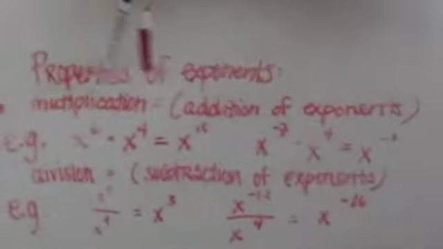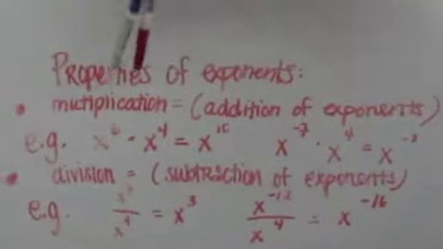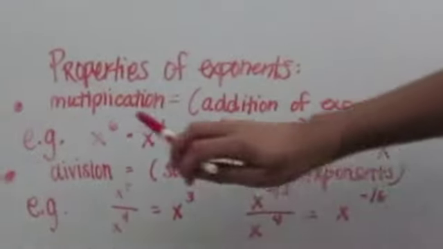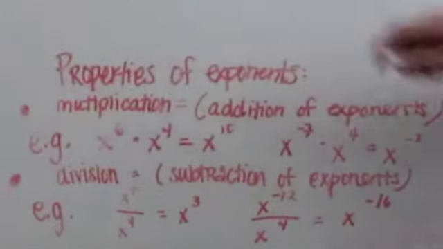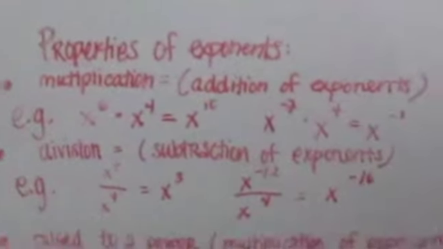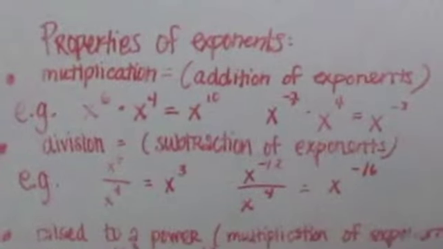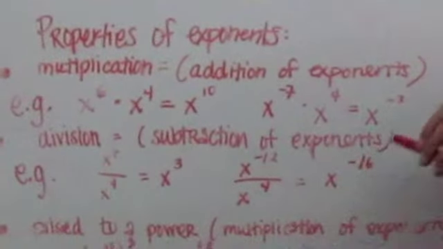Now we're going to move on to the properties of exponents. When you multiply exponents, you're going to add them. So x to the 6th times x to the 4th is, what's 6 plus 4? 10, so it's x to the 10th. X to the negative 7 times x to the 4th, negative 7 plus 4, is x to the negative 3.